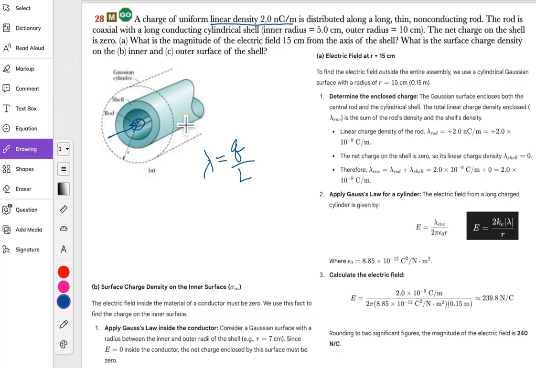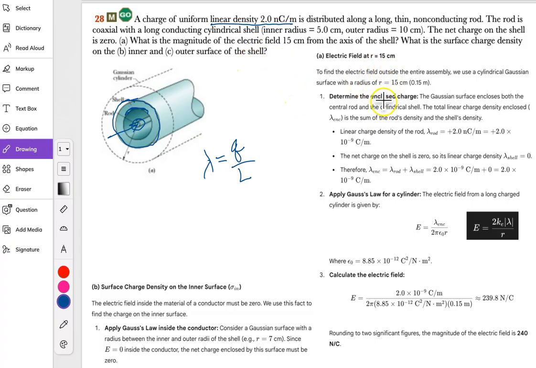So, it gives you an inner and an outer radius. It says the net charge on the shell is 0. They want to know the magnitude of the electric field 15 centimeters from the axis of the shell, and then they want us to find the surface charge density of the inner and the outer shell. The inner shell would just be this piece right here all the way around, and the outer shell is going to be the outside of this tube that we've got.